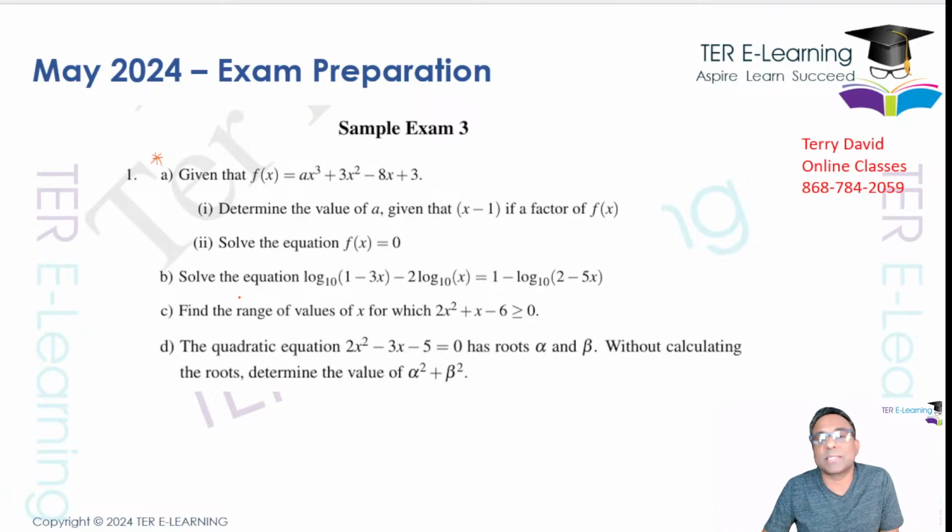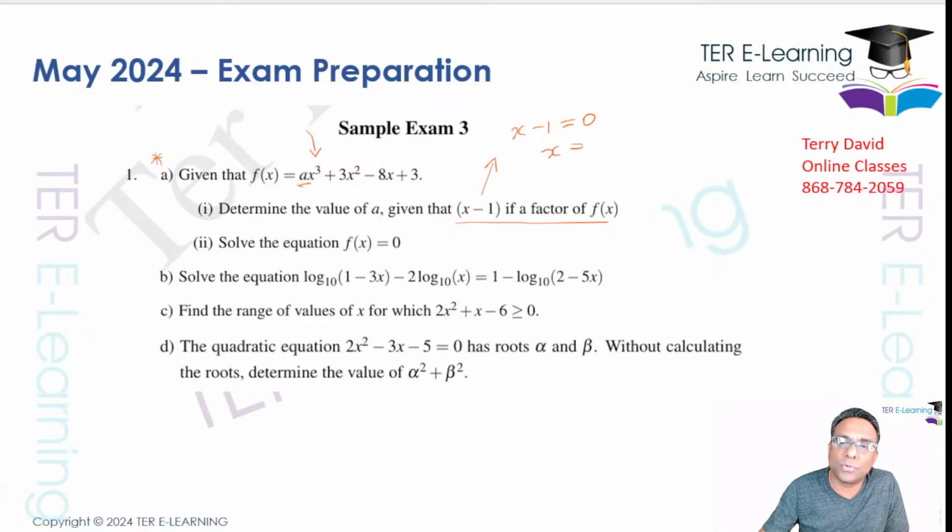Given that f of x is equal to ax cubed plus 3x squared minus 8x plus 3. That's a function. It's a cubic function because we have an x cubed here. In the function we have a, and we need to figure out what a is, but we are given that x minus 1 is a factor. When it comes to the factor theorem, if we put x minus 1 equal to 0, we get x is equal to 1.